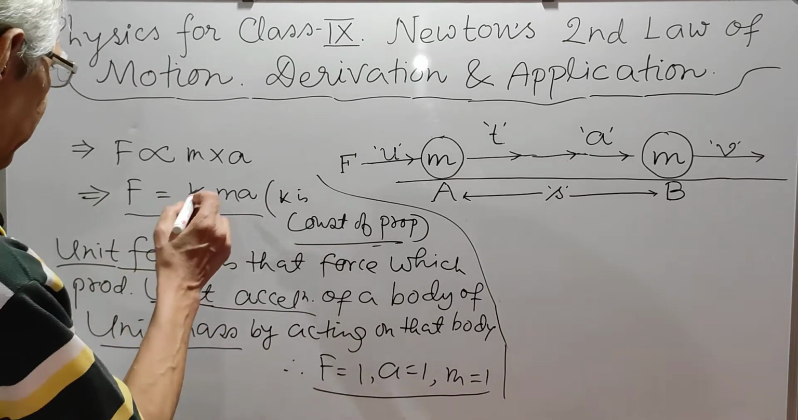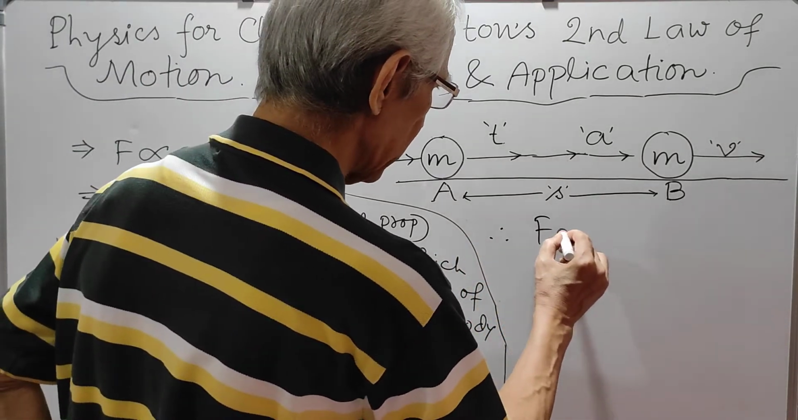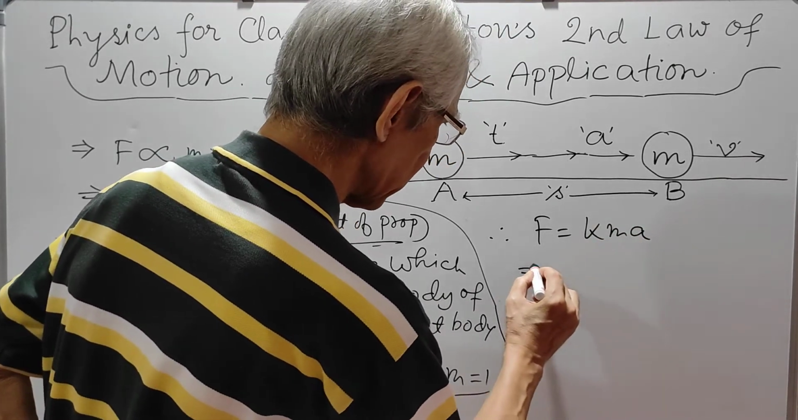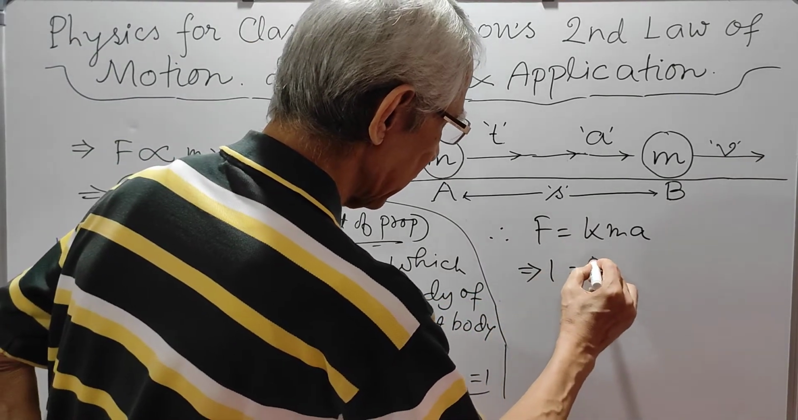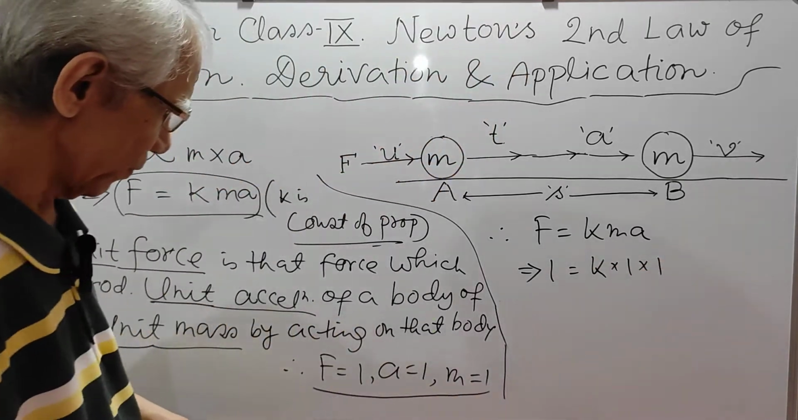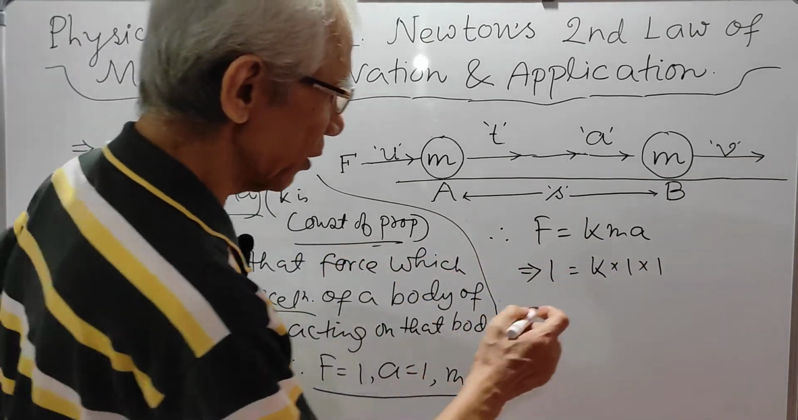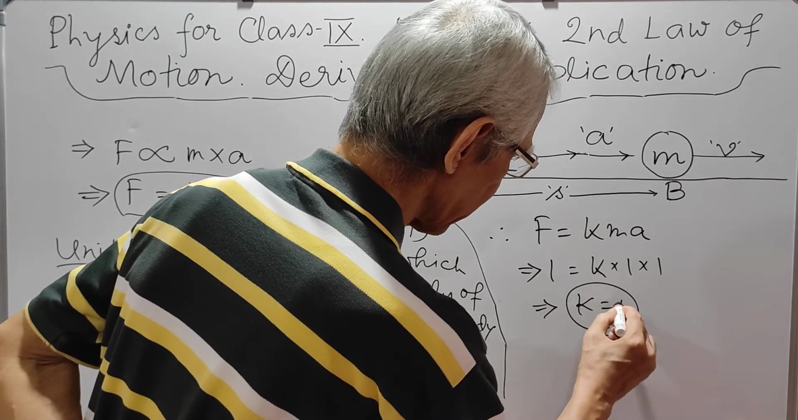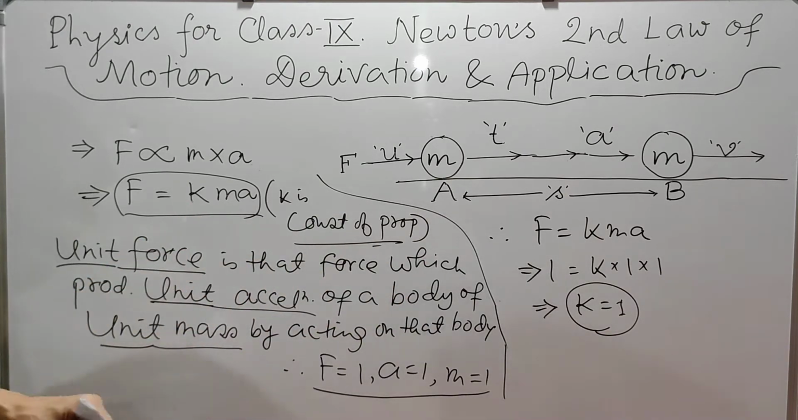So therefore, this formula F equal to KMA becomes F is 1, K into M, M is 1, A is 1. So you just put the values F 1, A 1, M 1. So this gives K equal to 1. So you see how we have made K equal to 1. Now put the value of K equal to 1 here.